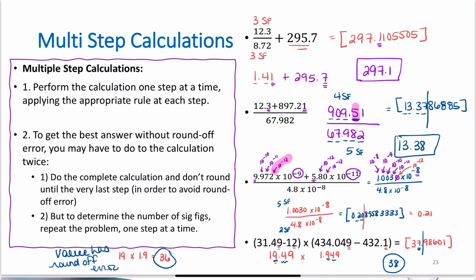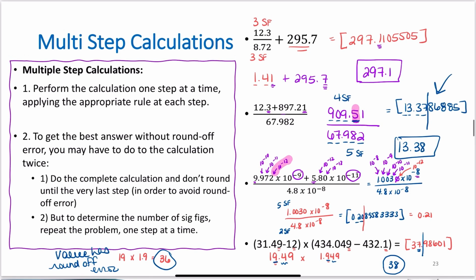We minimize that round-off error by not rounding until the end of the calculation, but instead marking where our sig figs are. Now, I don't want to be extreme about that. I'm not saying that, like, up here where I had 13.3786885, I would carry all those numbers. I would carry 13.378, maybe 86. 1 or 2 numbers past where you know your sig figs are will minimize your round-off error. But be careful and don't round too early.